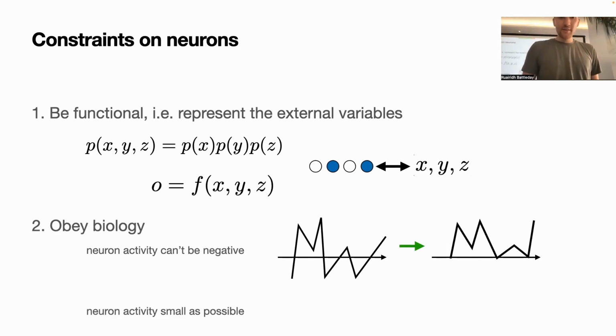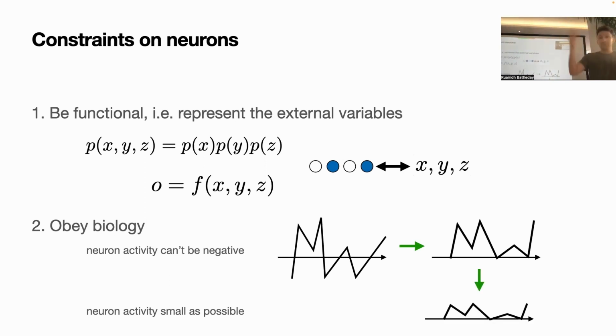It's also the case that the brain has finite energy budgets. So we don't want to be spiking like crazy or having high activity. We want low activity. We don't want our synapses to be huge, or synaptic weights to be huge, because that costs energy. So these are constraints. There are of course more constraints going on, but these are the constraints we're going to consider here. Useful, obey biology.